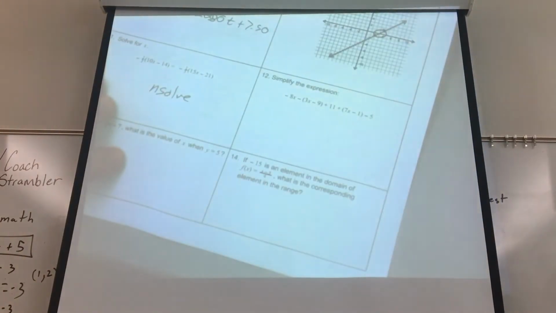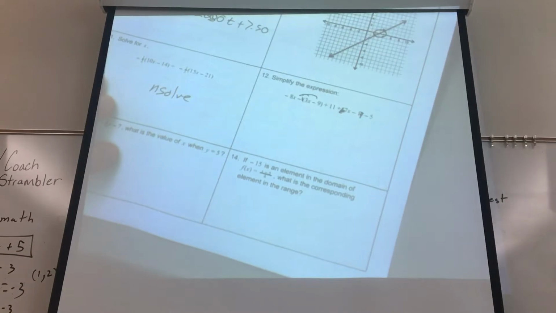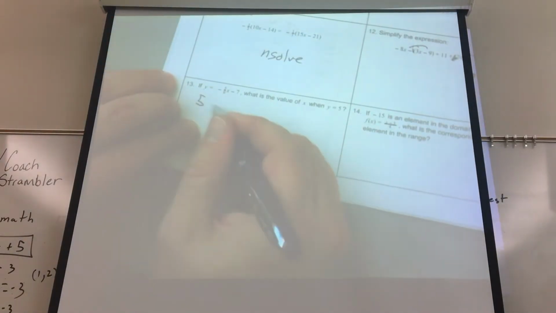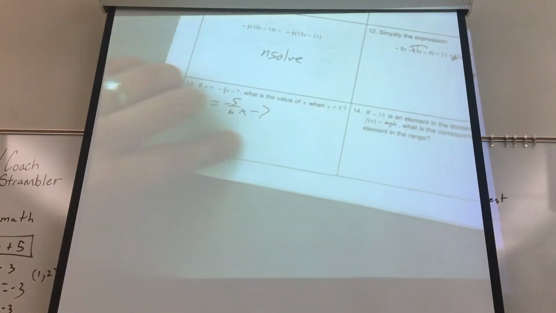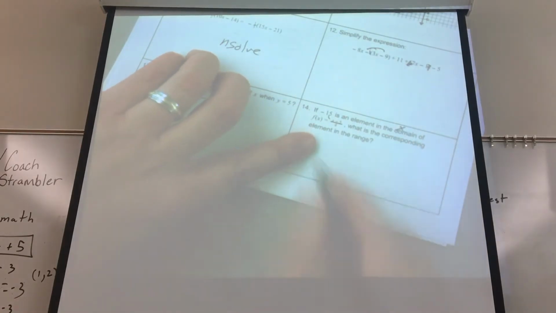Simplify, you are combining like terms. Distribute a negative 1, remove these because it's just a plus in front of it. Add together your like terms. When y equals 5, that's a 5 here, equals negative 5 over 6x minus 7, then it's numerical solve. The negative 15 is in the domain, x, so it goes in for x.